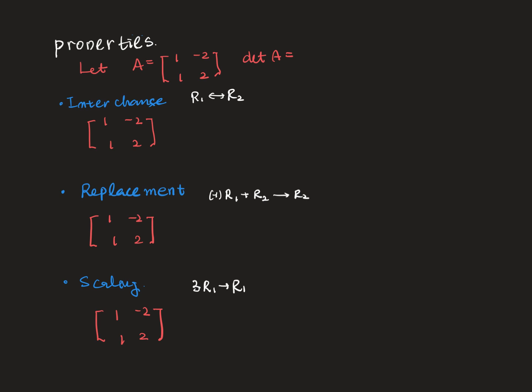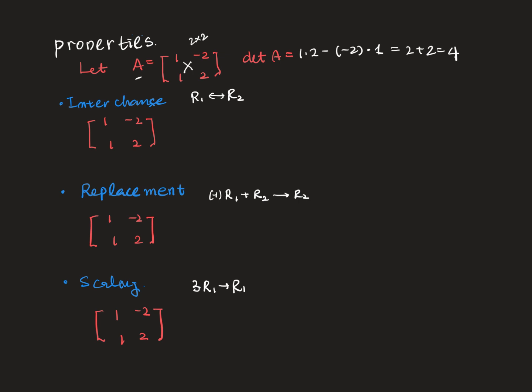Interchange of two rows. The matrix is going to be 2 by 2. So we're going to find the determinant of A, which means 1 times 2 minus 2 times 1, right? So this one is going to be 2 plus 2, that is 4.